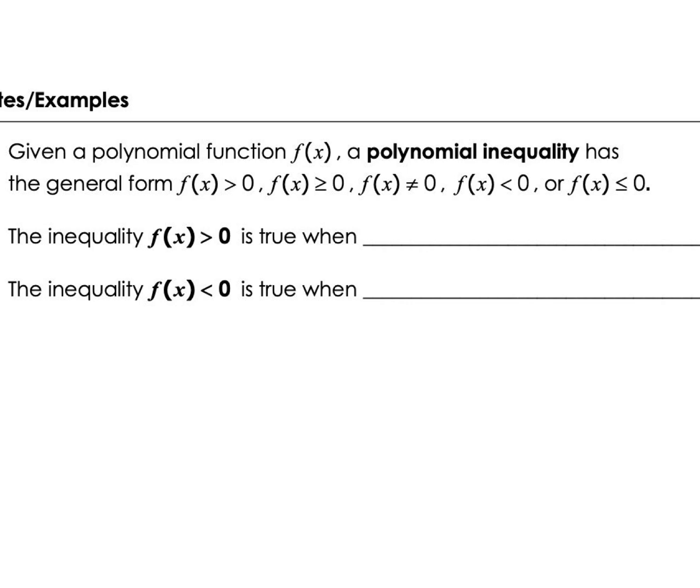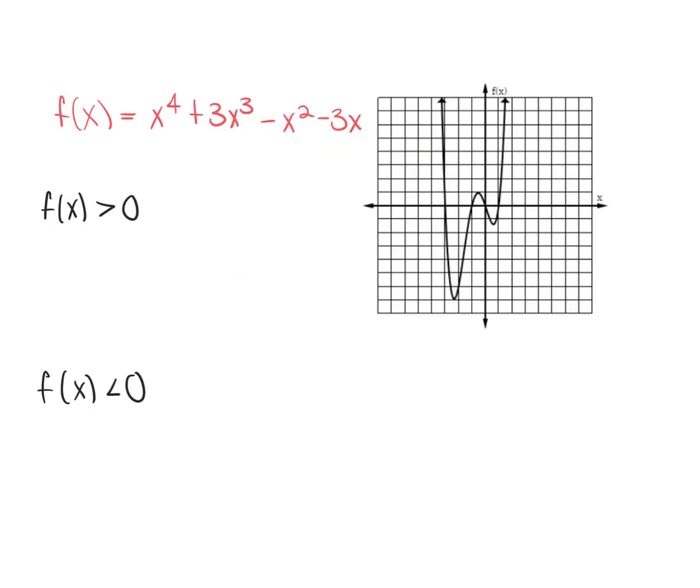So the inequality f of x is greater than 0 is true when f of x is positive. In other words, values of f of x are positive. And then the inequality f of x is less than 0 is true when f of x is negative. In other words, values of f of x are negative. So here we're interested in when f of x is greater than 0, when f of x is less than 0.